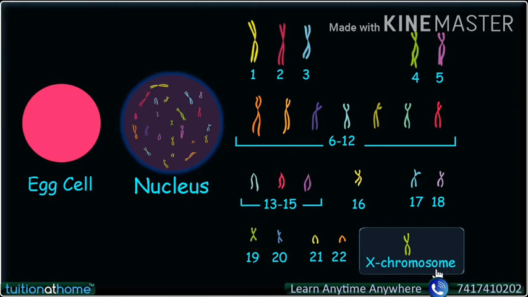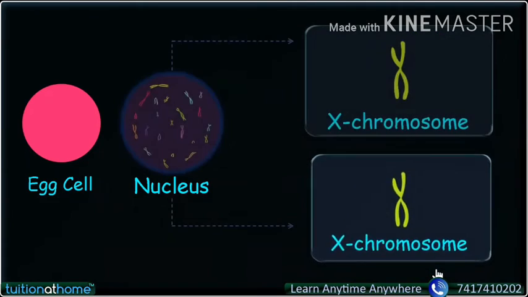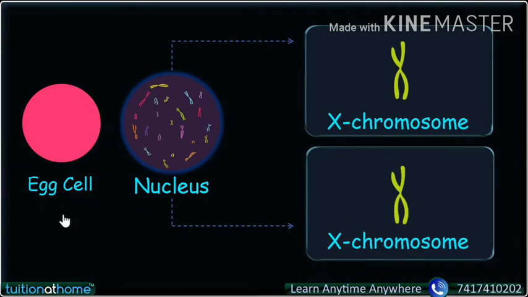The sex of a baby depends on the kind of sperm by which an egg is fertilized. That is, an X-bearing sperm will produce a girl, and if a Y-bearing sperm fuses with the egg, then it will produce a boy.